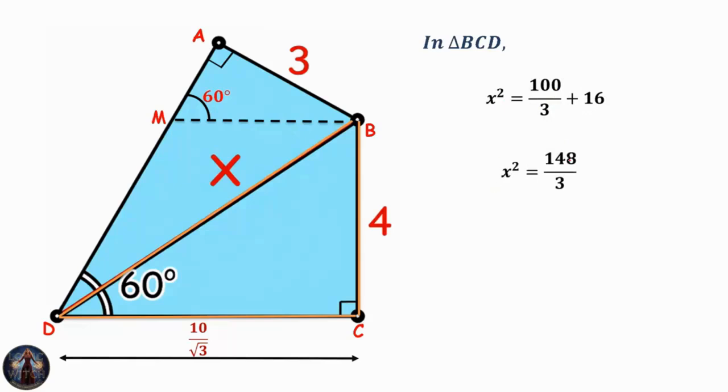Taking the square root both sides, x is equal to root of 148 by 3, and on simplification it's going to be 2 root 37 upon root 3. But as we have an irrational number in the denominator, we have to rationalize it, so my final simplified answer is going to be 2 root 111 upon 3. So that's my answer for this question.